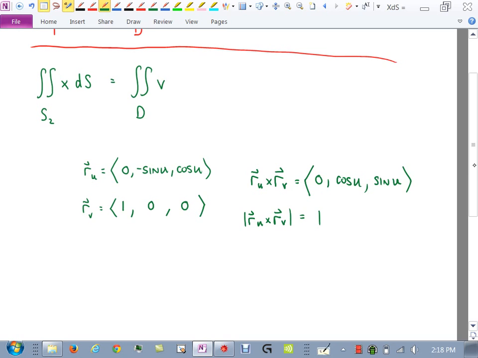Well, you have to be somewhat careful. I mean, if you just get a random problem and try to do one of these surface integrals, you're probably going to be in trouble.